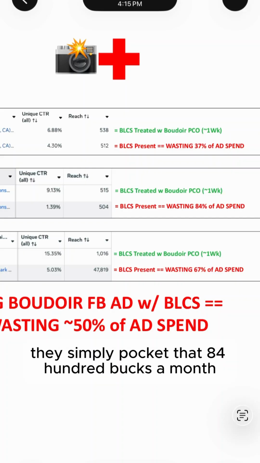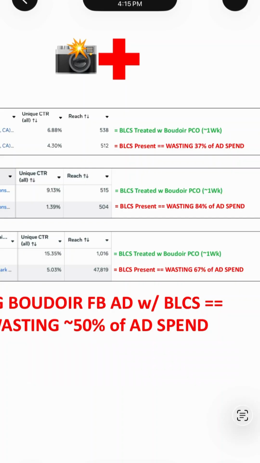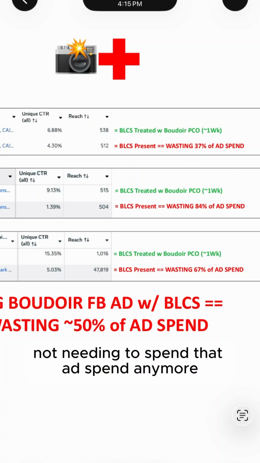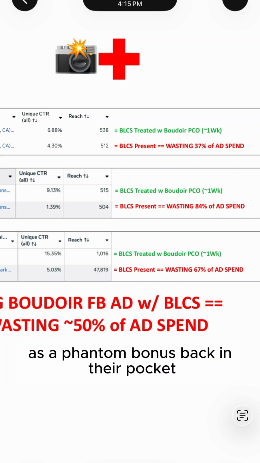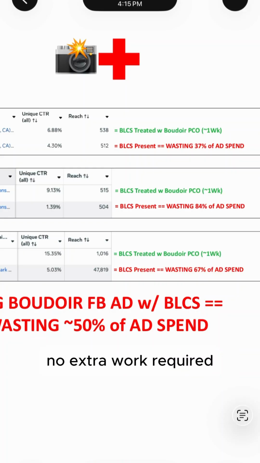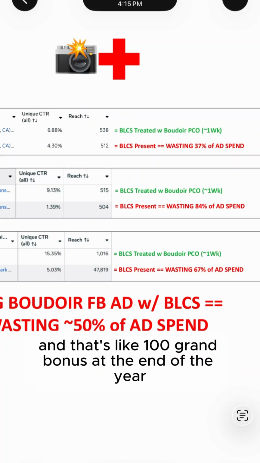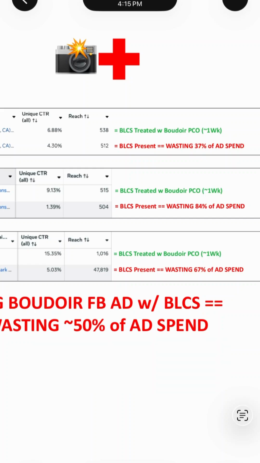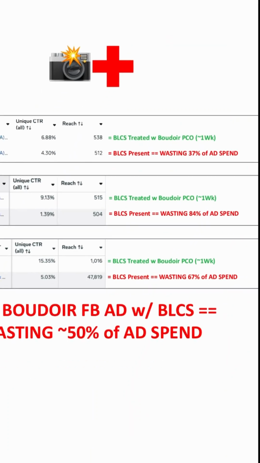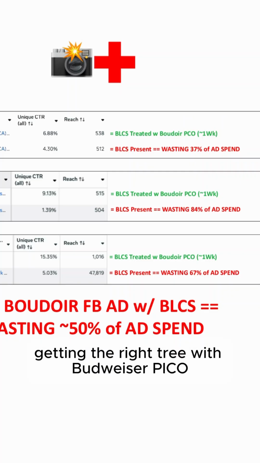So they've simply pocketed that $8,400 a month, not needing to spend that ad spend anymore, as a phantom bonus back in their pocket, no extra work required. That's like a 100 grand bonus at the end of the year by simply getting their ad treated with Boudoir Pico.